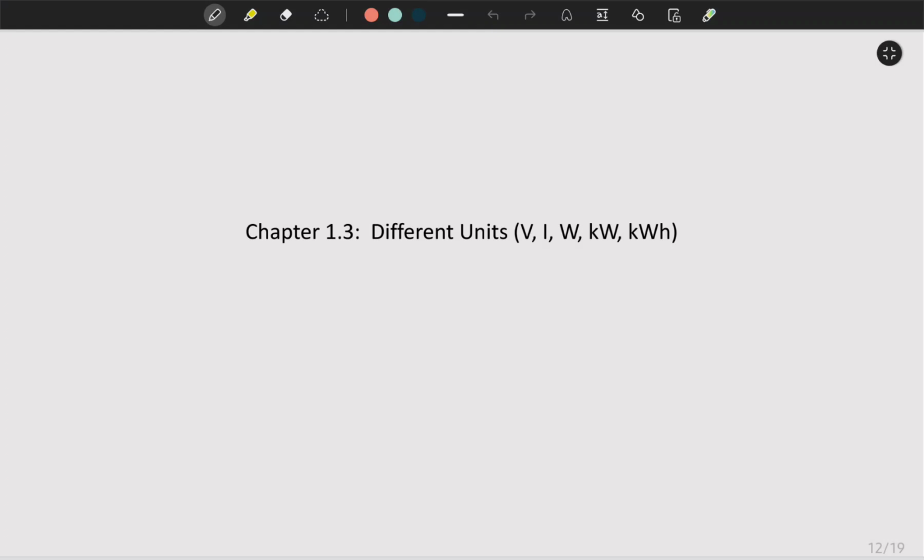Today we're starting the third chapter of module 1, which is different units. The purpose of this chapter is to understand the different units which we come across while we are doing the electrification for any house or building. These units will come again and again. So the purpose of this chapter is to understand their meaning, and how the value of these units affect our decisions. So let us understand these units one by one.